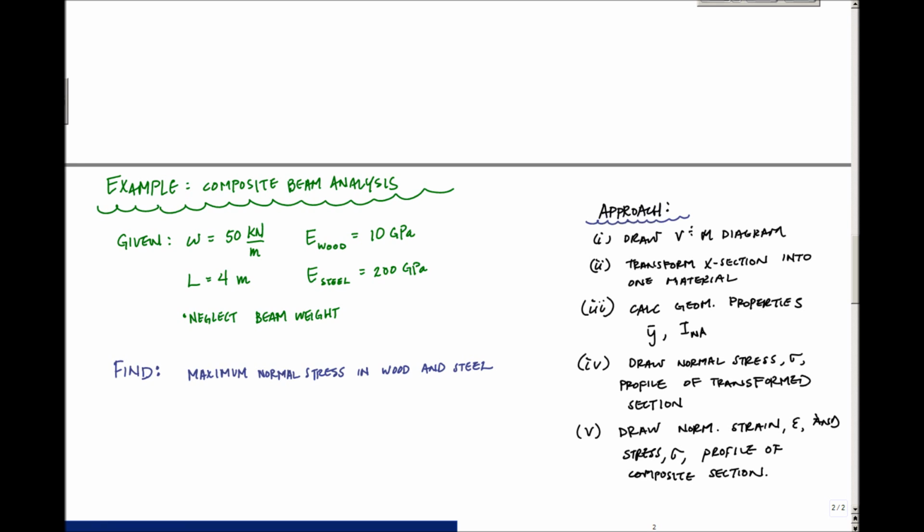The way we're going to do that, we're going to go through quite a few steps. And really, all these steps are part of flexural analysis, with the internal moment and calculating normal stresses due to that internal moment. So we're going to draw a shear moment diagram really fast. I'm not going to emphasize that too much because it's a simply supported beam. And then go into transforming the cross section into one material. And that's going to be the important part here. Then we'll calculate some geometric properties, which will be review, and then draw the normal stress profile of the transformed section, and then draw the normal strain and stress profile of the composite section.